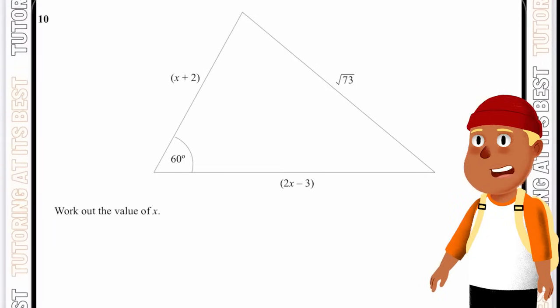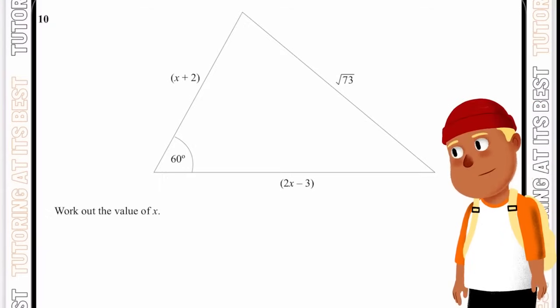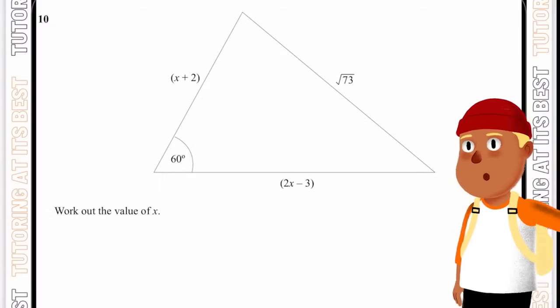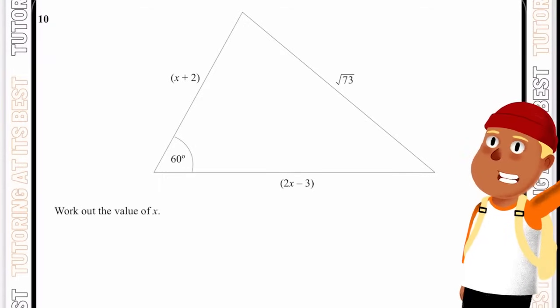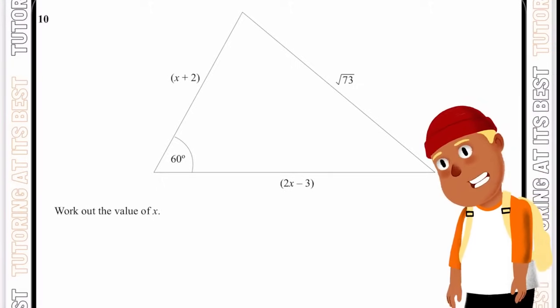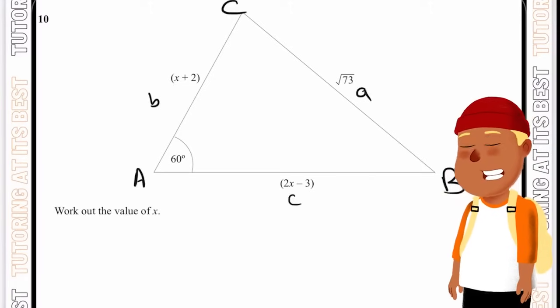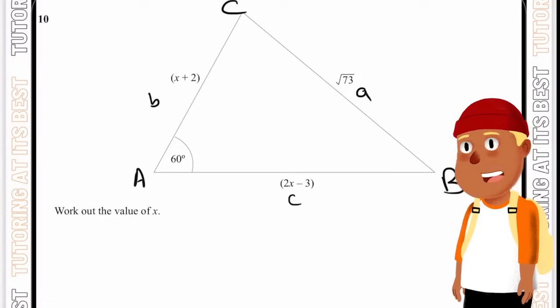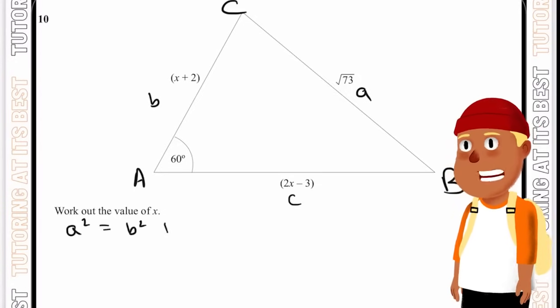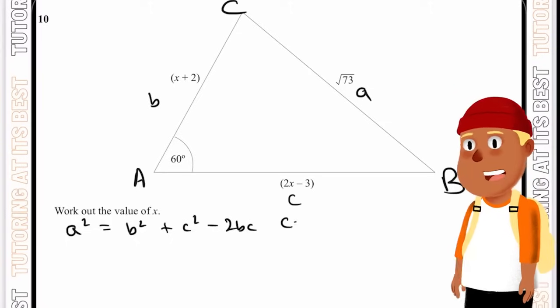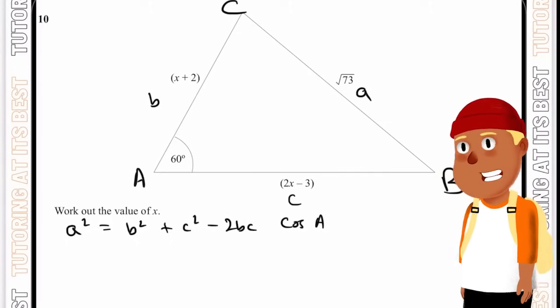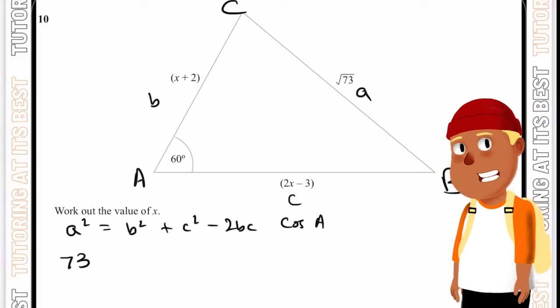Okay, question 10. So now we need to work out the value of x. So if we're working out the value of x, what do we need to do here? They've given us a surd, which is root 73, and they've given us some algebraic expressions here. So let's go ahead and label our sides first. We've labeled that. We know we're working with the value of x, which means we're looking for a side. So we'll go ahead and use a squared equals b squared plus c squared minus 2bc cos a. We know that our a is seen as 73.